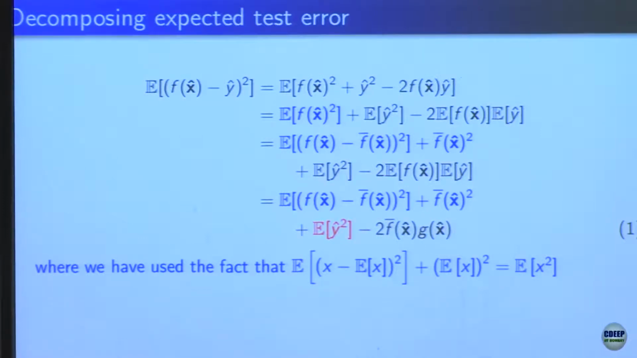Okay, so what we have done is, I'll explain just the steps. E of (f x hat minus y hat) squared, that's what we set out to find, the expected value of this. In the first step, I have just expanded the squares, right, expanded. So I have E of, inside the expectation, f x hat square plus y hat square minus 2 f x hat y hat. This clear?